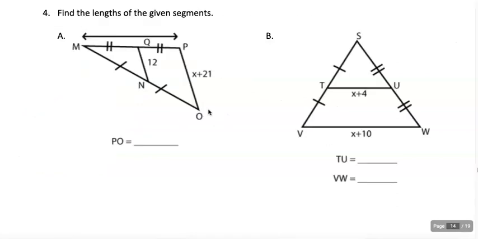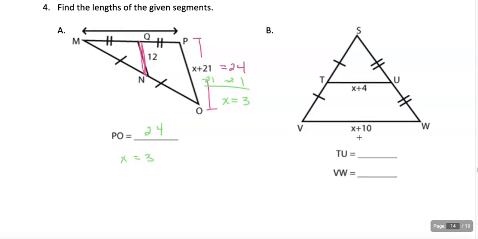Let's move on to the next one. Alright, so we're going to find the lengths. We have QN, which is the mid-segment. So if QN is 12, then PO must equal 24. All this is asking is, what's the missing piece? So x plus 21 equals 24. The missing piece here is, just subtract 21 from both sides, and x is equal to 3. PO is equal to 24, so it's going to be double, and x will equal 3 in this one.